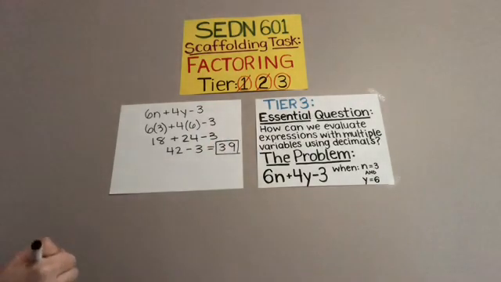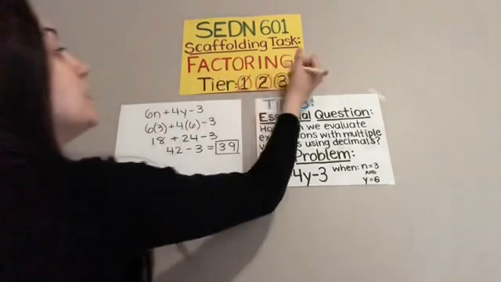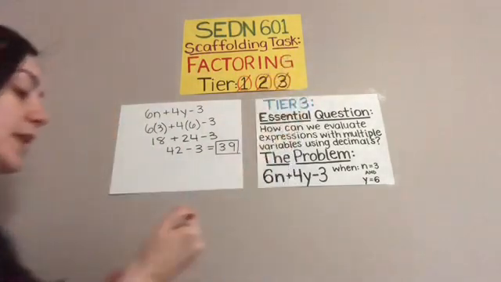Quick, easy, and simple. Now these would be all 3 tiers. And that's it.